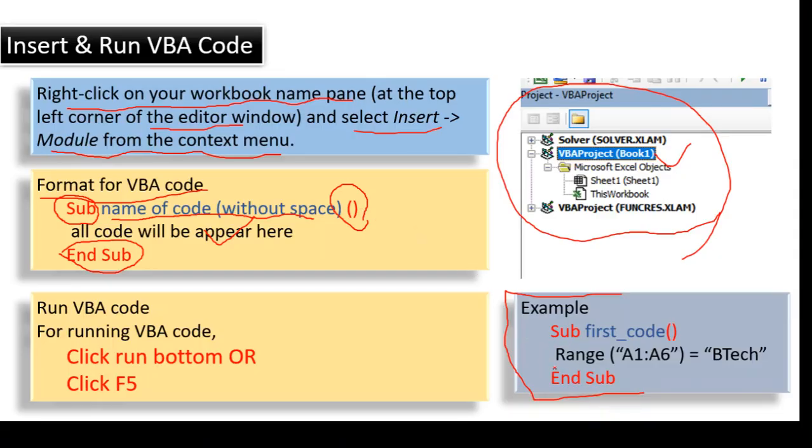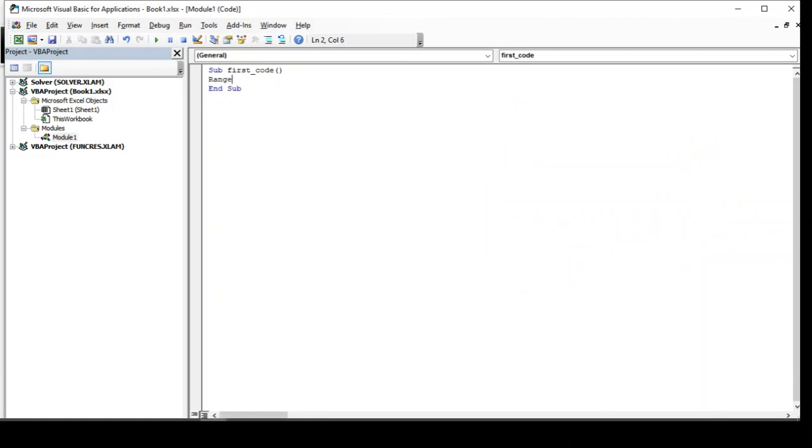Let us take an example of code. In the code example, it is written Range A1 colon A6 equals BTech. Let's see what happens. Range, then bracket. You see that there is some help here, but I am not going into detail. Then inverted comma, A1 colon A6, inverted comma, then close it, equals, then double quotes, and BTech. You have to put BTech in double quotes. This is all about my code.